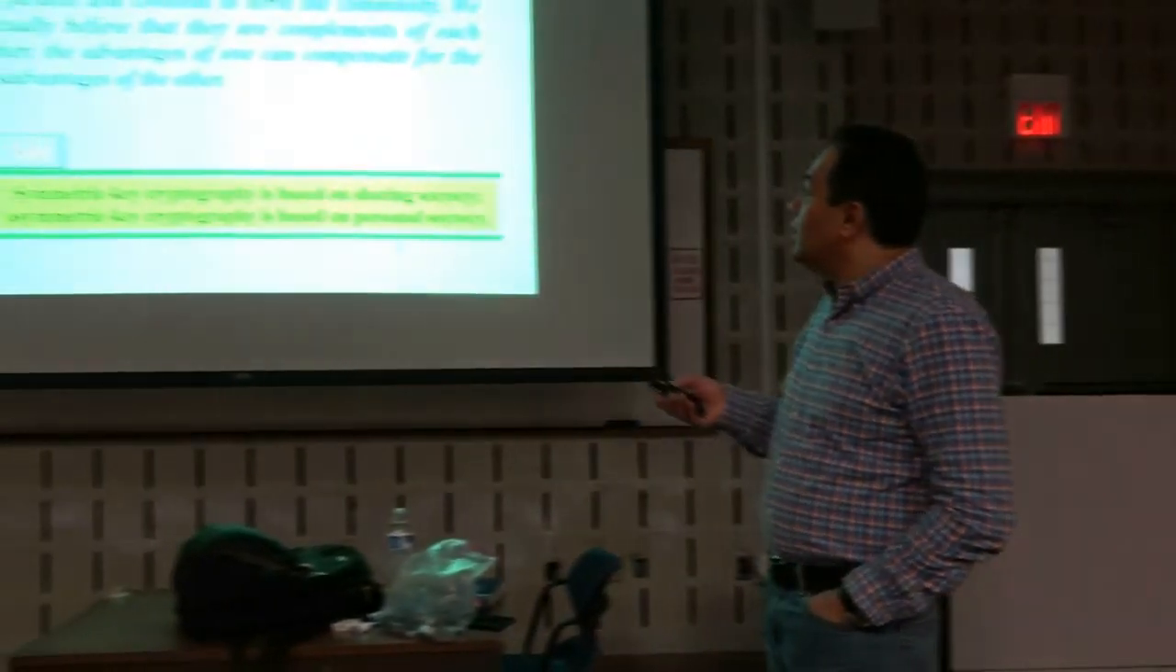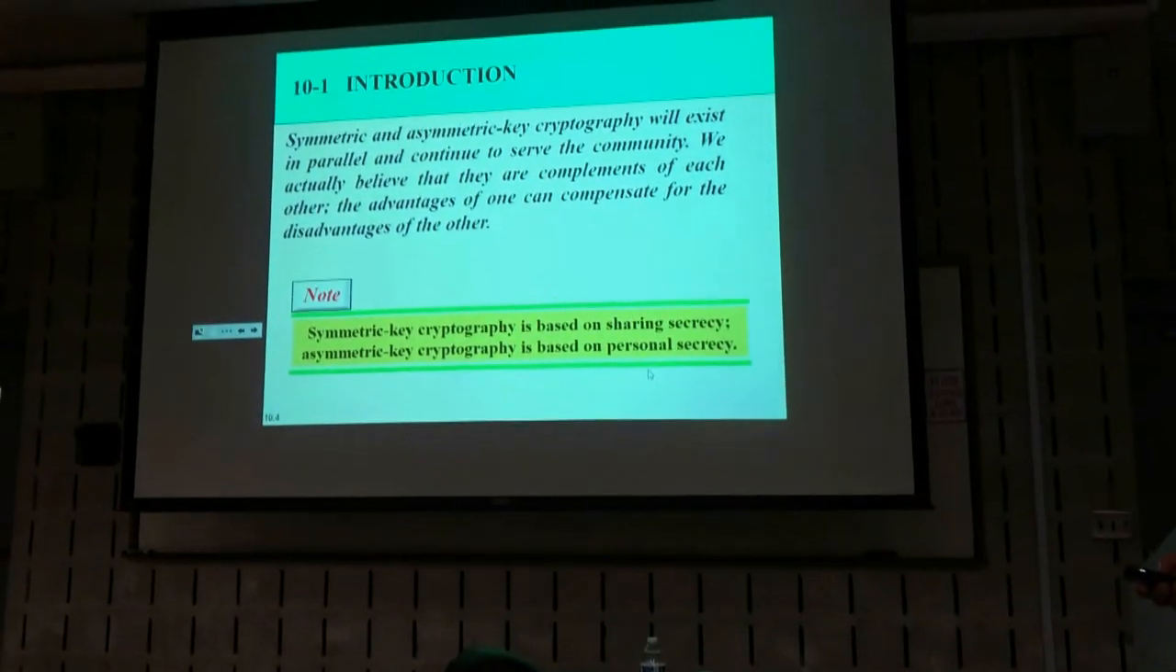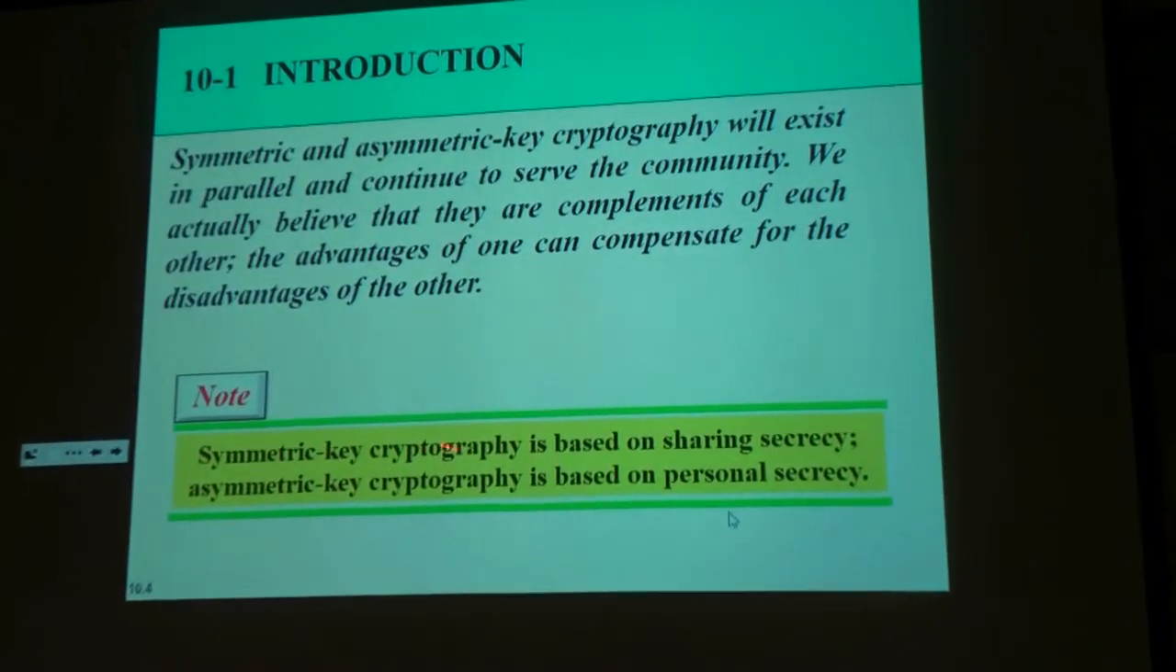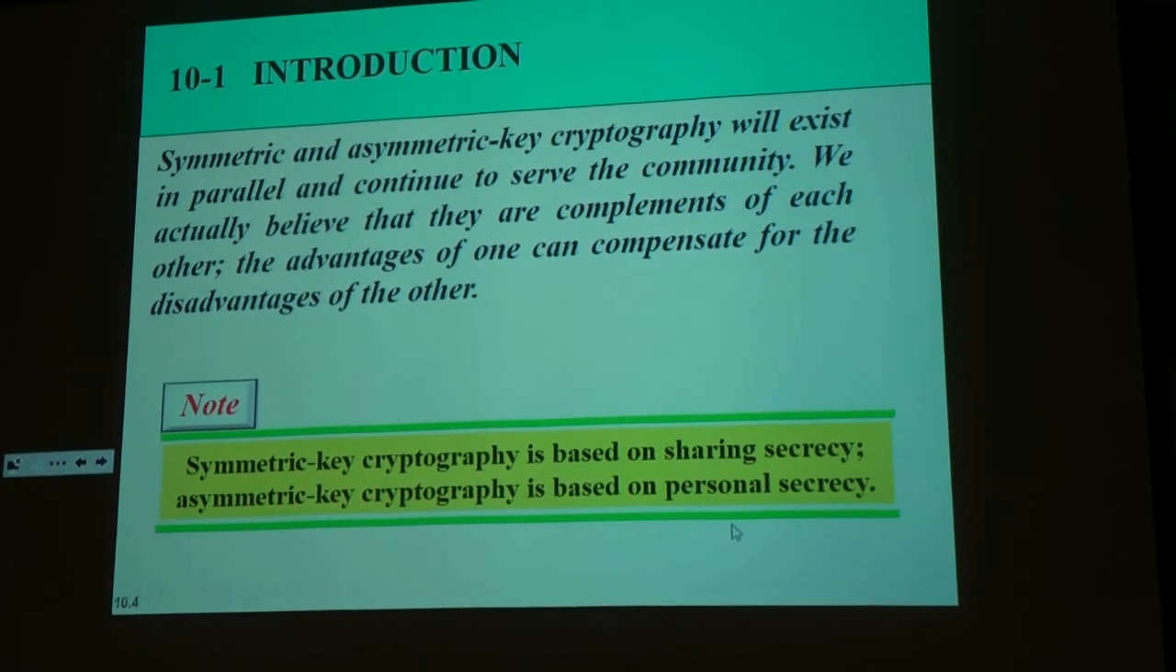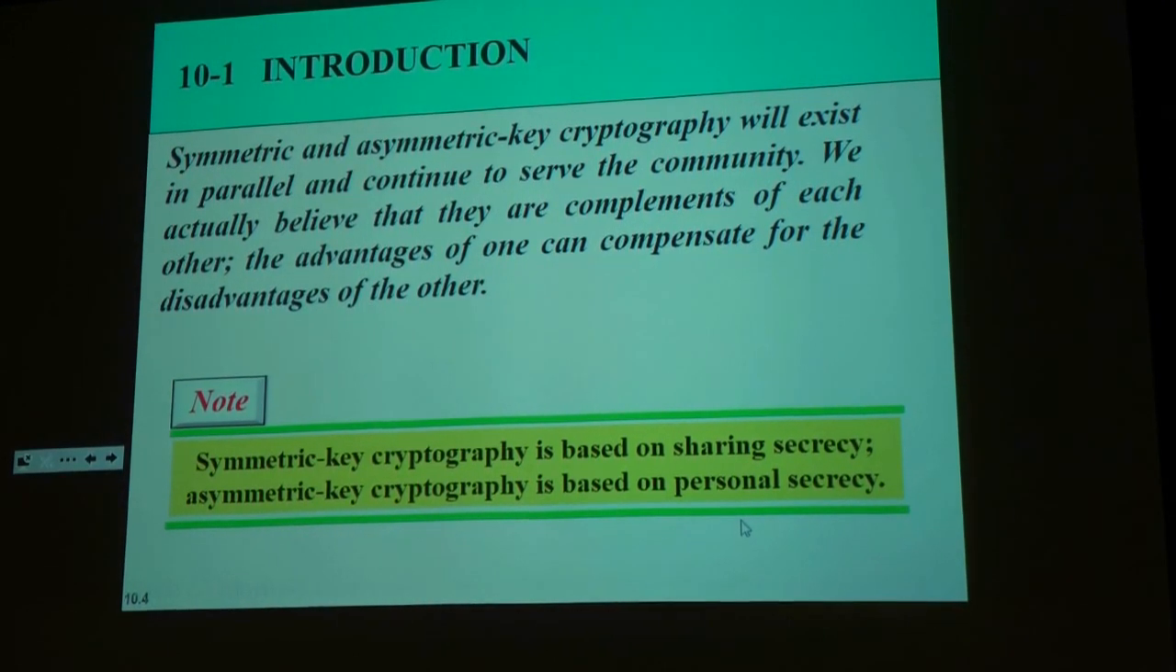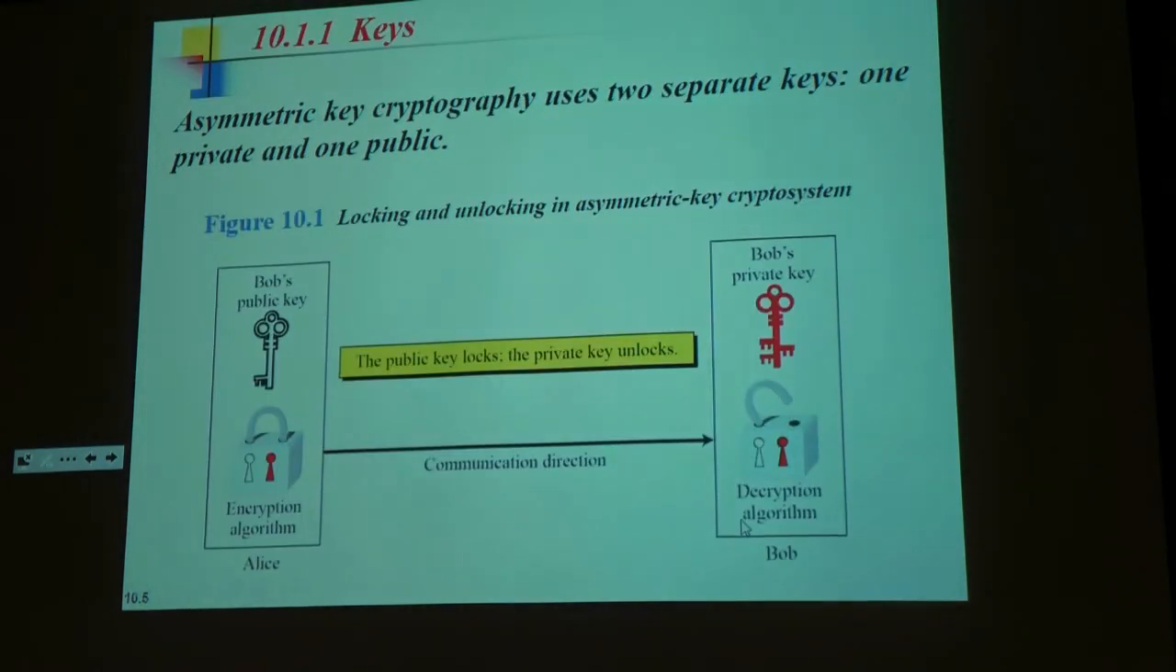Basically, symmetric key cryptography is based on shared secrecy. Asymmetric key cryptography is based on personal secrecy, one secret key, and here we're going to share a secret, which is a public key, as we'll see. So asymmetric key cryptography uses two separate keys. The first one we call private, which is private. The second one is public, which is public. Everybody knows about it.